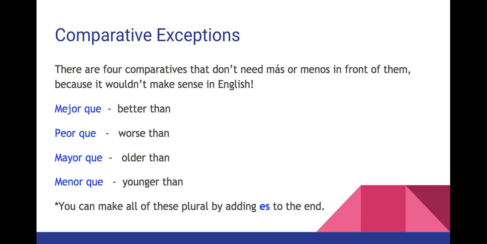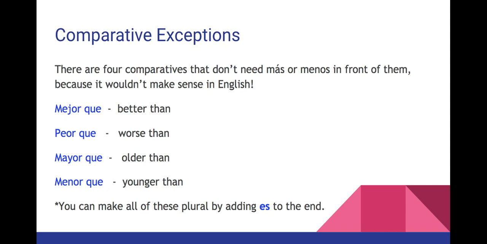There are 4 comparatives that don't need más or menos in front of them because they wouldn't make sense in English. So if we want to say something is better than, so I am better than you, we're just going to say yo soy mejor que tú. We're not going to say más mejor because in English we don't say I'm more better than you. It doesn't make any sense. Same thing as we don't say I'm more worse than, okay?